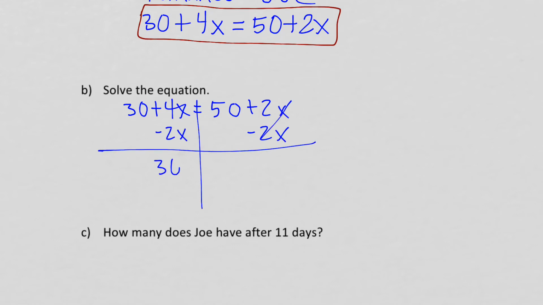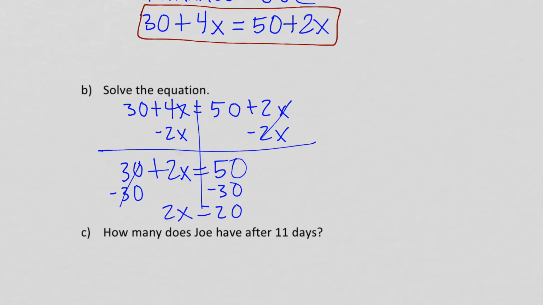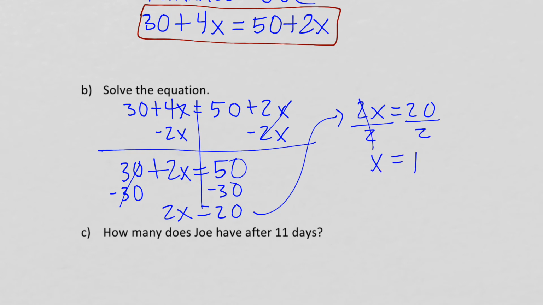I'm going to get on the left 30. Oops, 30 plus 2x, right? Because it's 4x minus 2x. On the right, just 50. And now it's a two-step equation. Get rid of the 30, get rid of the 2. First, I'm going to subtract 30 to get rid of it. Minus 30. So it's 2x equals 20. I am going to divide by 2 to finish it. And so x equals 10. That's the solving of the equation.